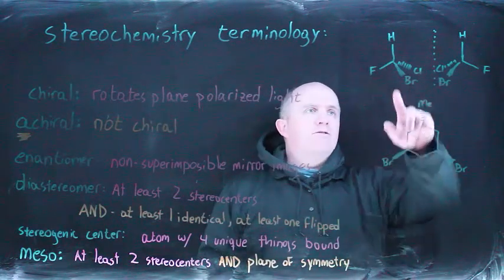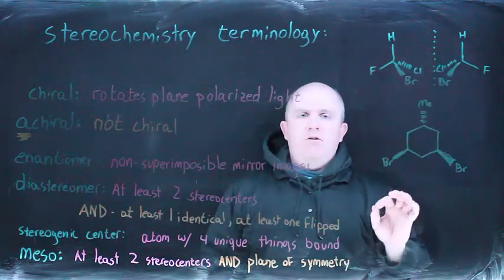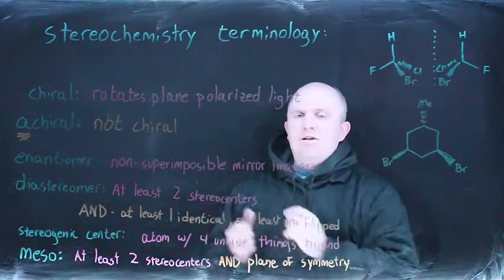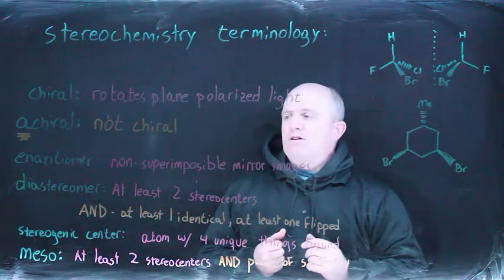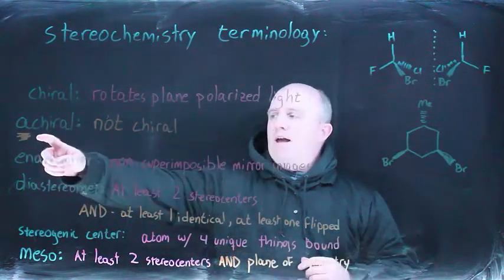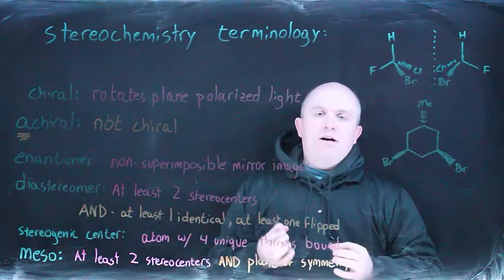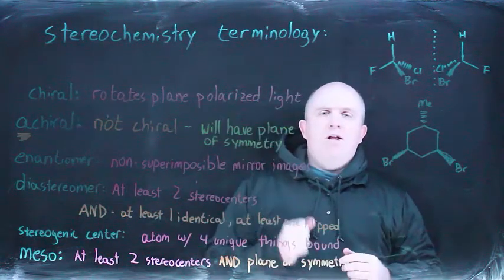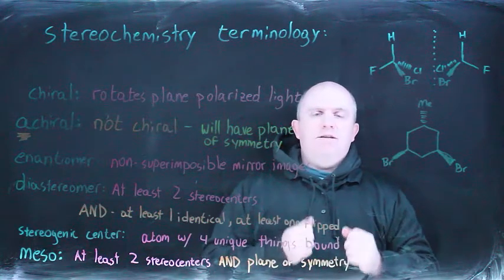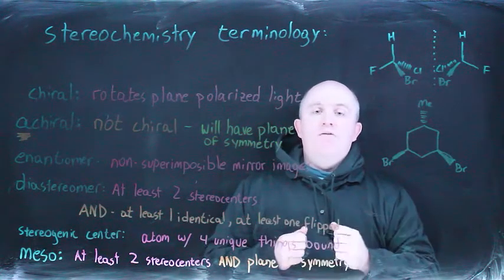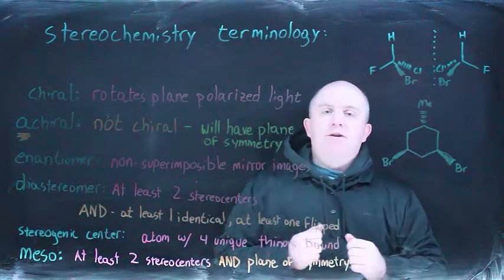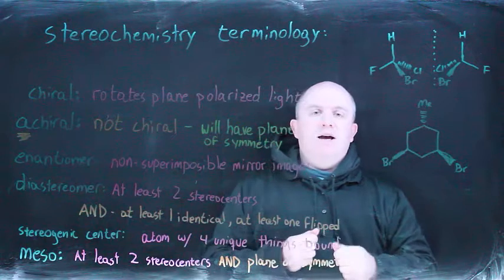Often chiral molecules contain stereogenic centers, but not always. There are in fact molecules that have 4 unique things bound to them, and they can rotate plane polarized light, but they don't contain any one spot on the molecule that's a stereogenic center. An achiral molecule is one that cannot rotate plane polarized light. If a molecule is achiral, then it has a plane of symmetry in it somewhere. You can find a plane of symmetry in it. And this is actually a more useful rule in the other sense. If you can find a plane of symmetry in the molecule, then the molecule is achiral as a whole.